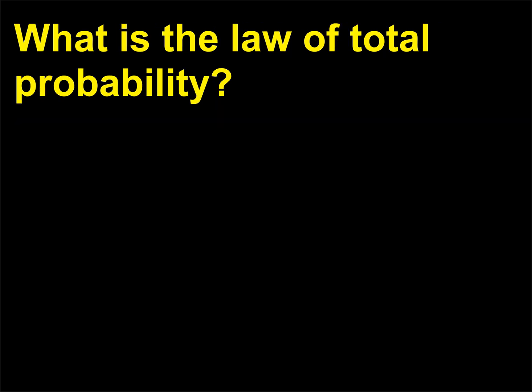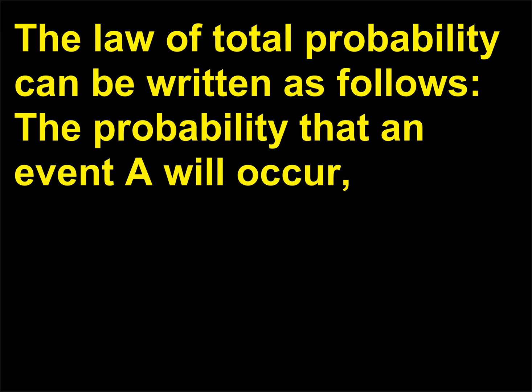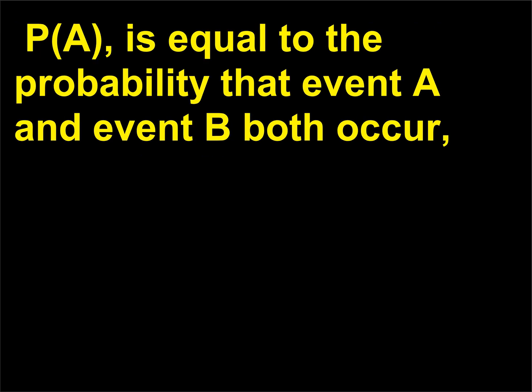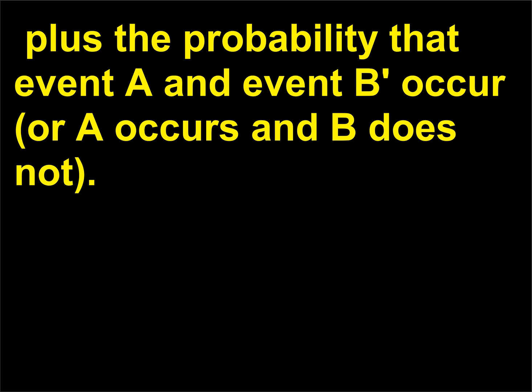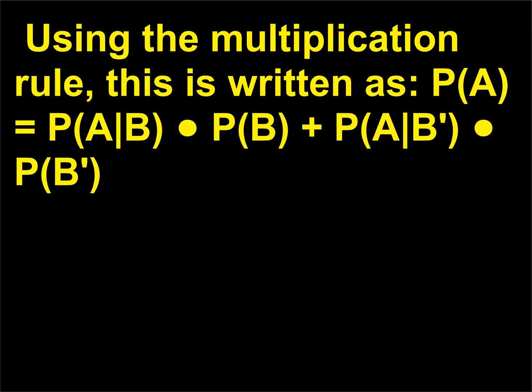What is the law of total probability? The law of total probability can be written as follows: the probability that an event A will occur, P(A), is equal to the probability that event A and event B both occur, plus the probability that event A occurs and B does not. Using the multiplication rule, this is written as P(A) = P(A|B)P(B) + P(A|not B)P(not B).